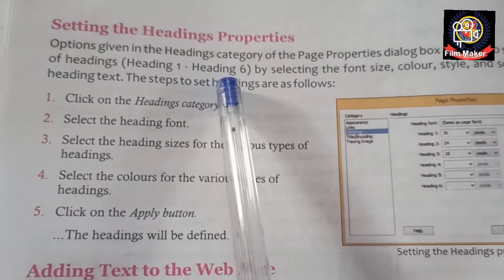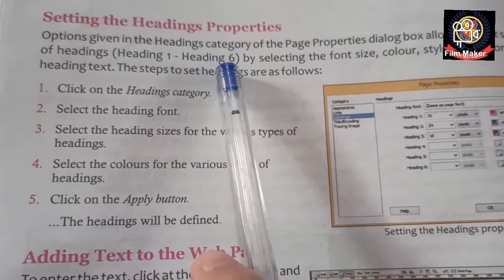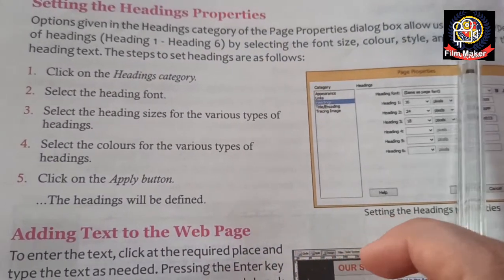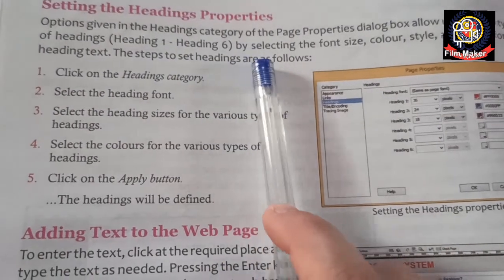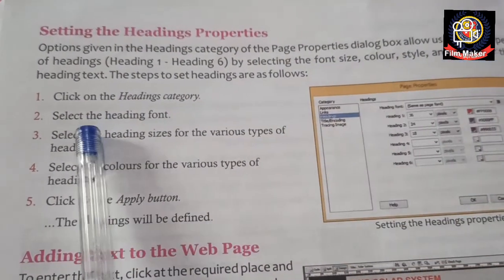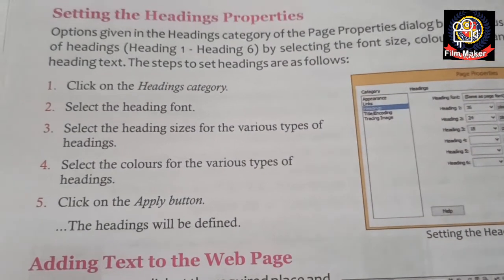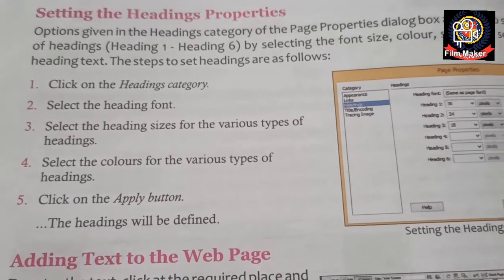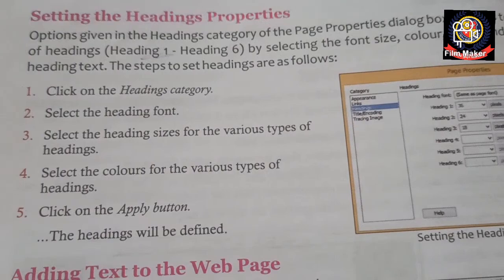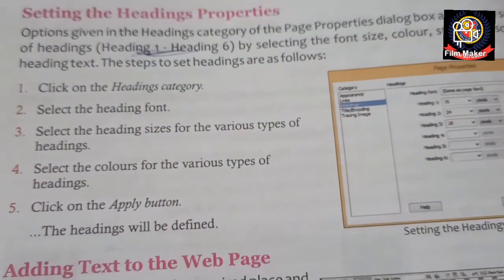Basically in HTML we have 6 types of headings, starting from H1 to H6. The options given in the heading category of the Page Properties dialog box allow you to set 6 types of heading, that is H1 to H6, by selecting the font size, color, style and so on for the heading text. As we have discussed, we can set 6 types of heading, H1 to H6.